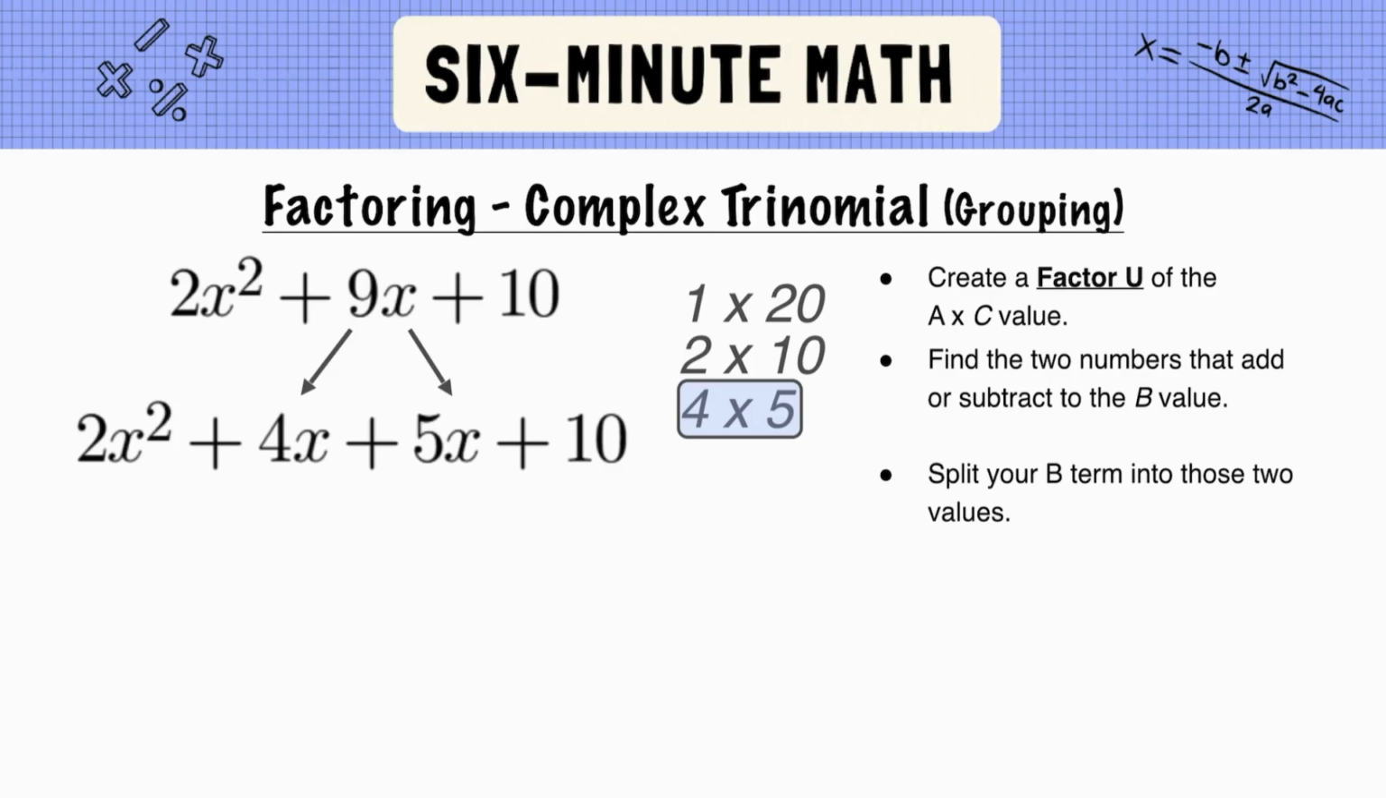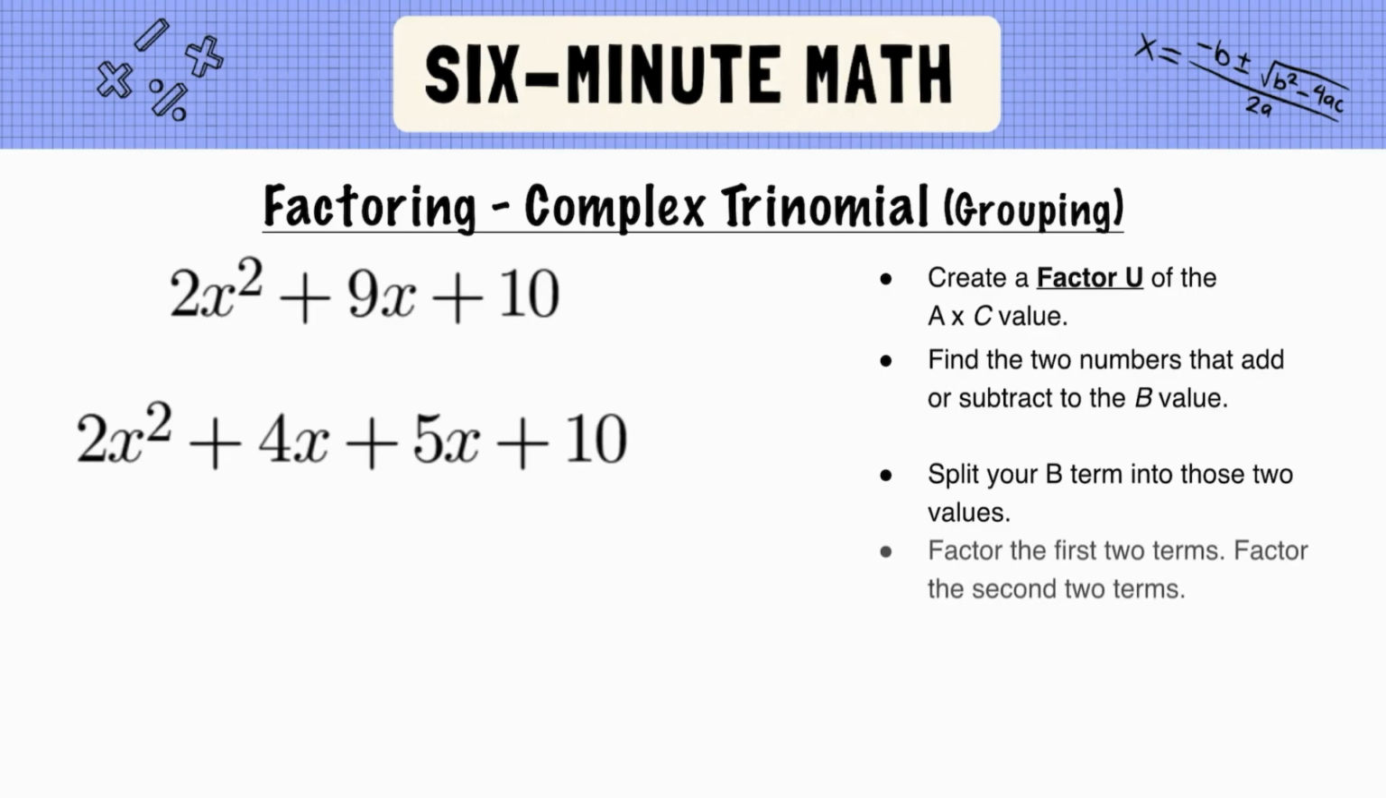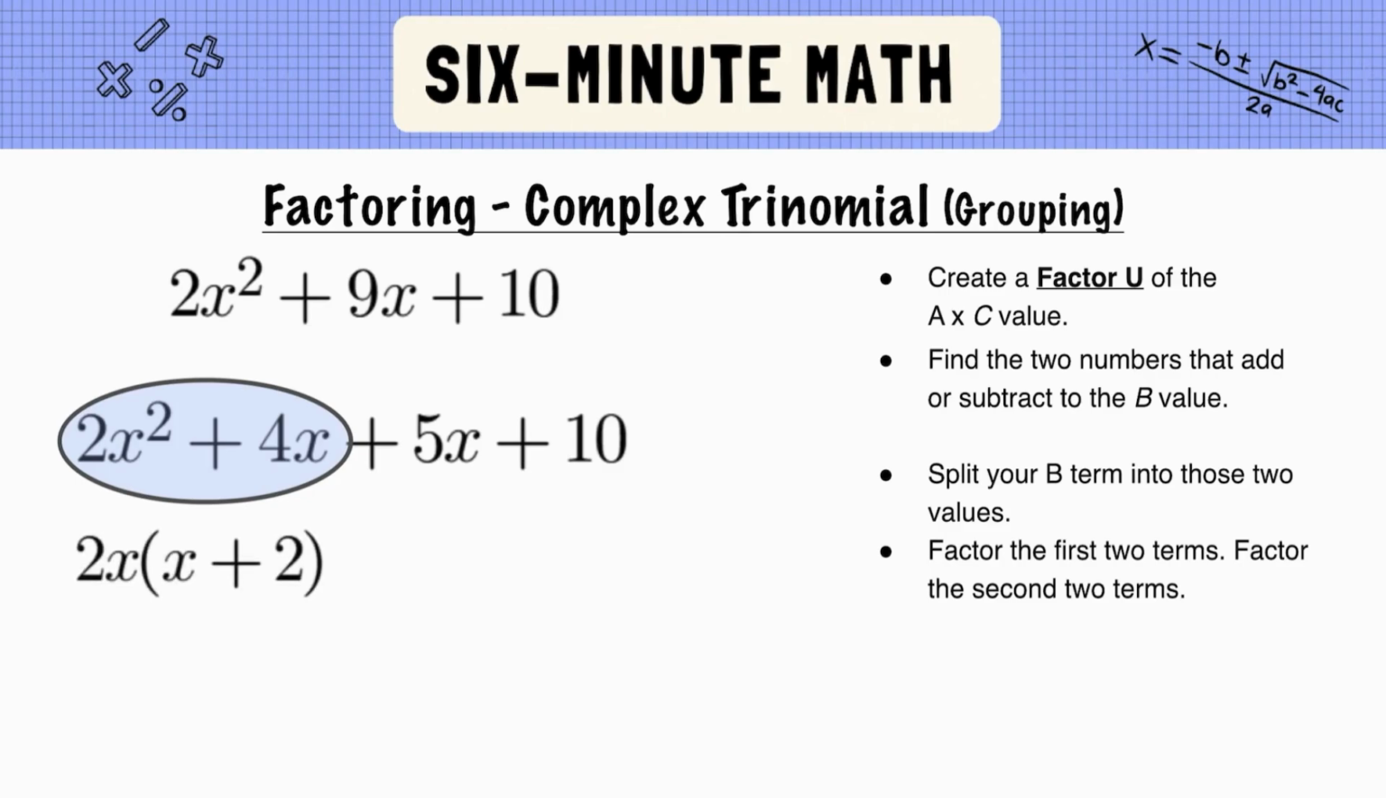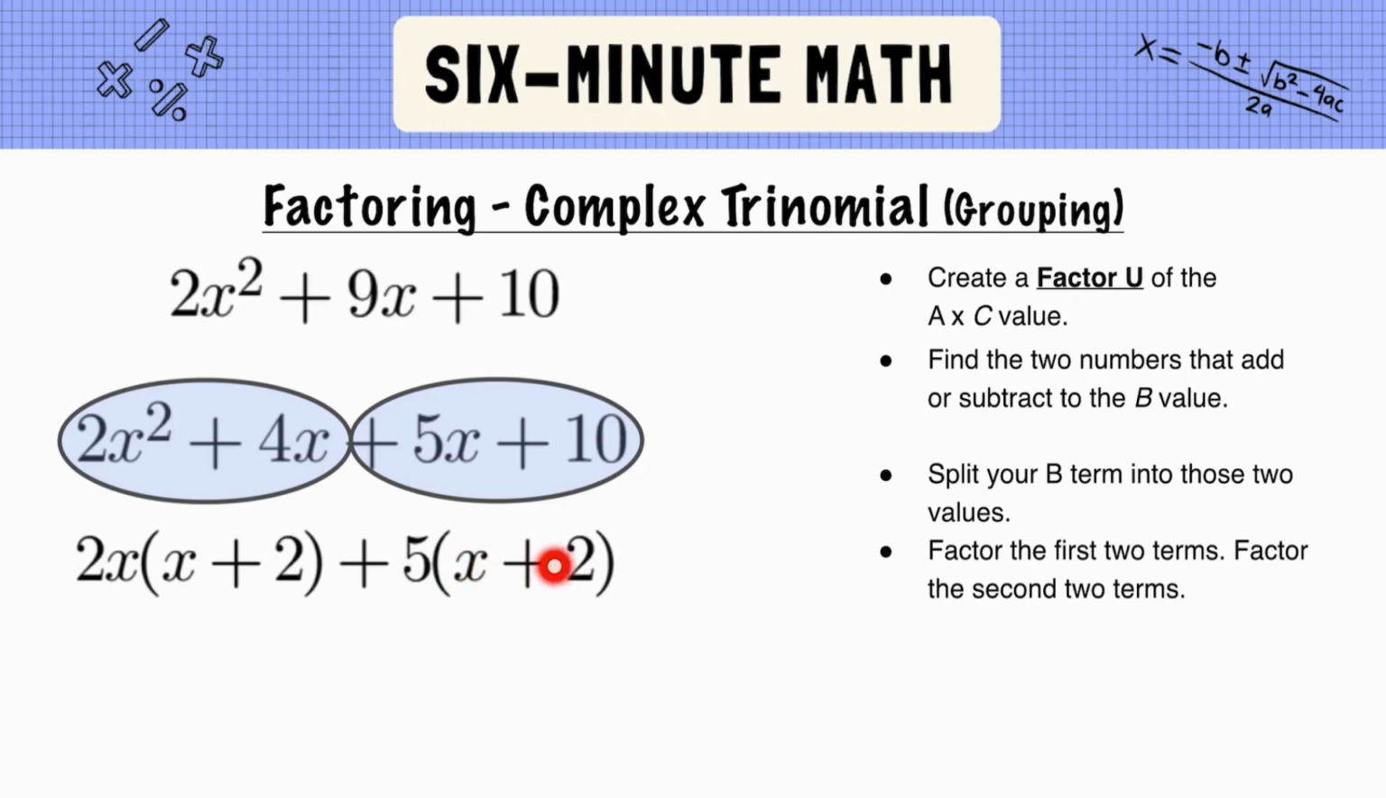This is now where the grouping happens. We are going to factor our first two terms as a group, and then we're going to factor the second two terms. So we factor 2x squared plus 4x. Our greatest common factor is 2x, and we are left with x plus 2 as our binomial. Then we are going to factor our second two terms. At this point, we can pull out a positive 5, again with x plus 2 as our binomial.